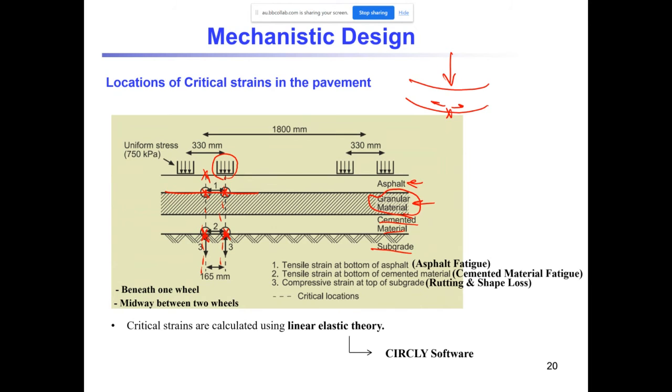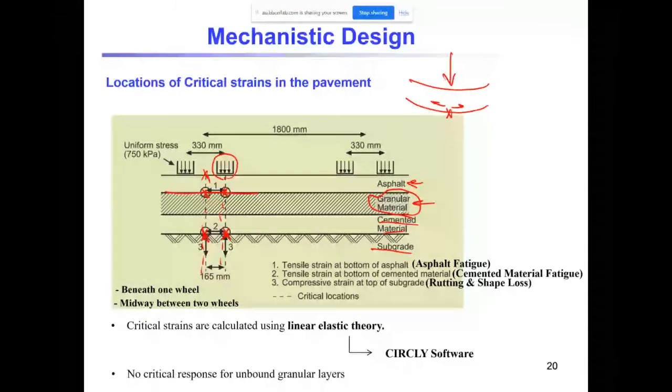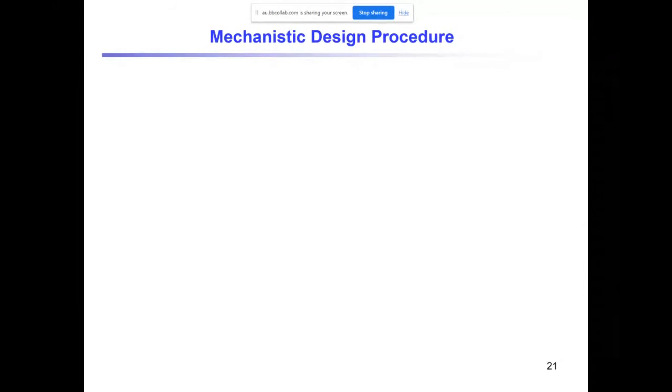So this is considered a major deficiency of the approach. No critical response for unbound granular layers. This is a big deficiency we have in this method and in this standard.